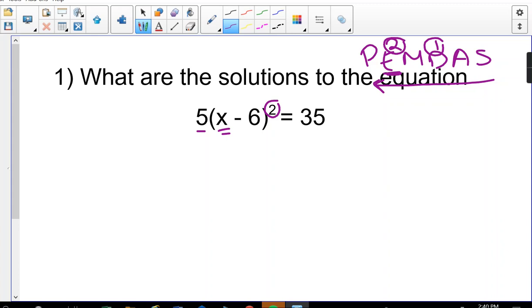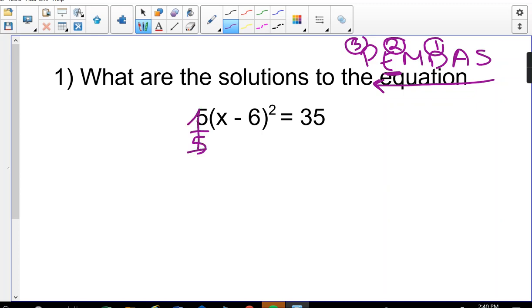And then lastly, I have something in parentheses. So parentheses is the last thing I'm going to have to take care of, that x - 6, and I get x by itself. Okay, so now that we see all the operations we're going to have to do, let's start following that order. Number 1 says divide. So I'm going to start by dividing by 5.